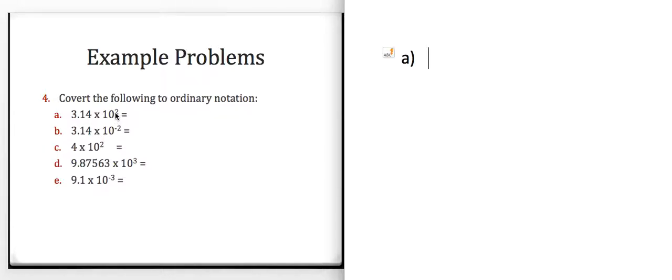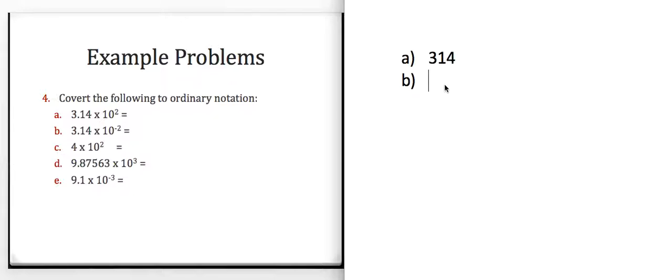So I know that second is a positive exponent, so this is going to be a larger number, which means I'm going to move the decimal point in my coefficient over 2. So this is 314. So larger than the coefficient that we started with.